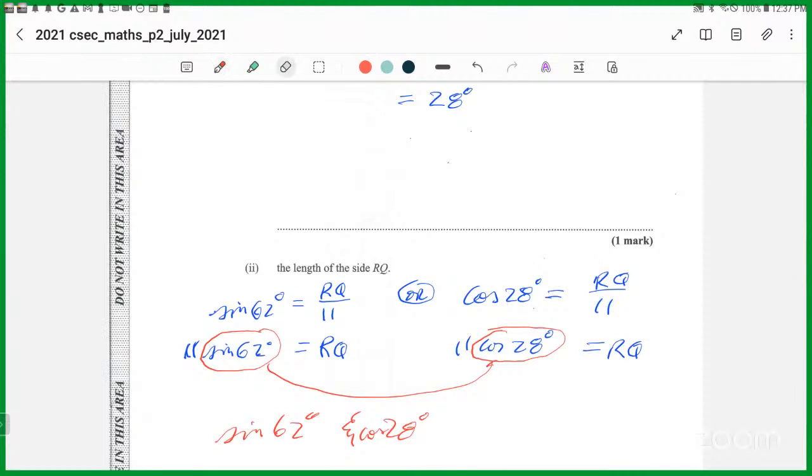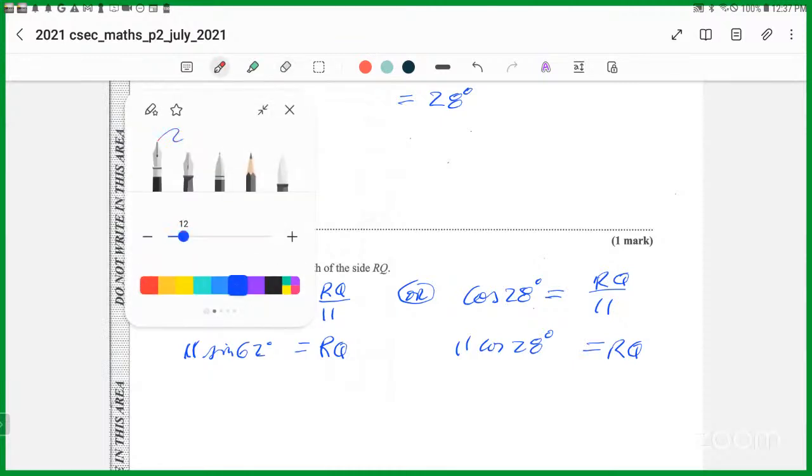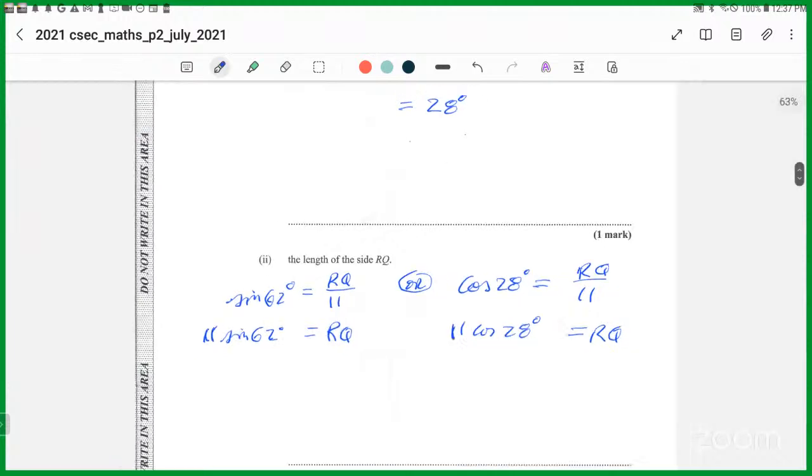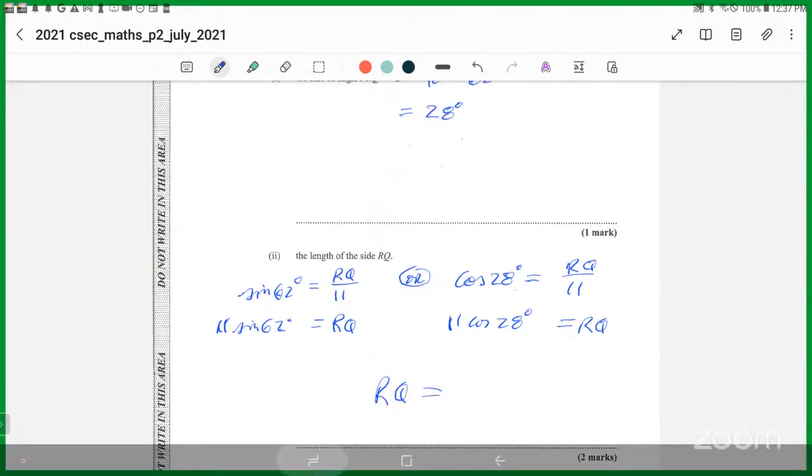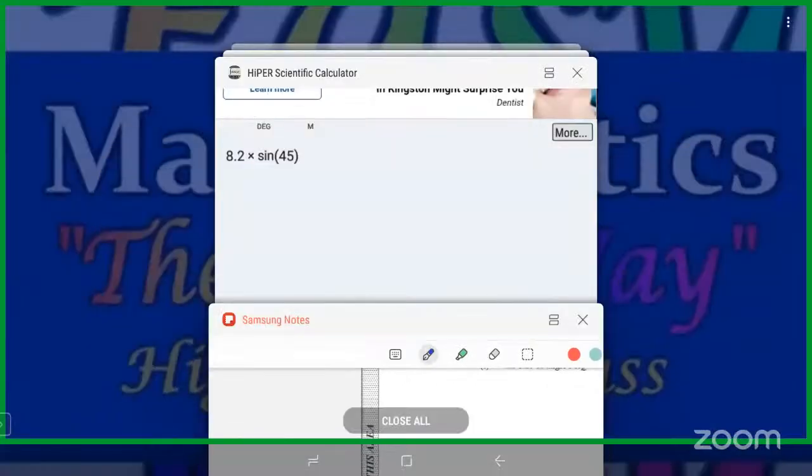All right, and that's why you've got to get the same answer whichever one you use, because that is where the difference is in these calculations. So whichever one you use, you're going to do the same thing for the RQ. All right, let's go to the calculator. 11 sine 62 or 11 cos 28.